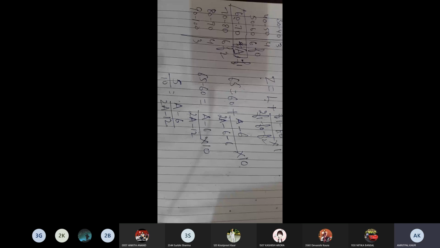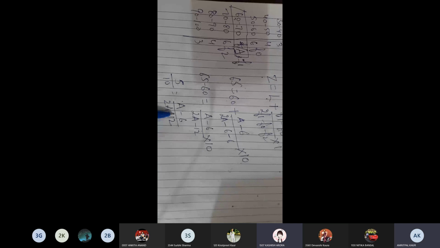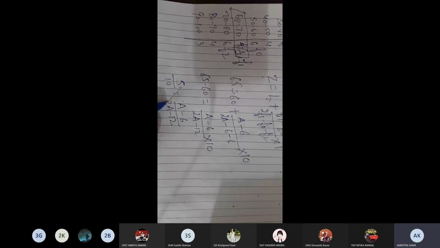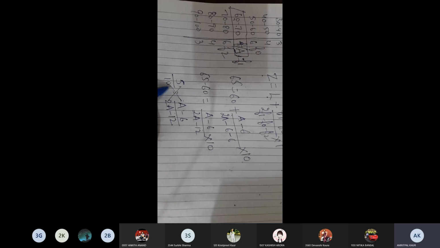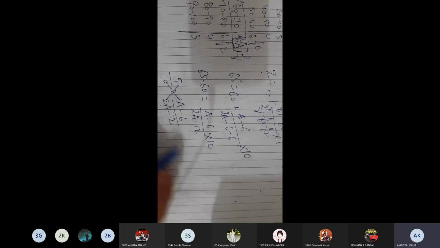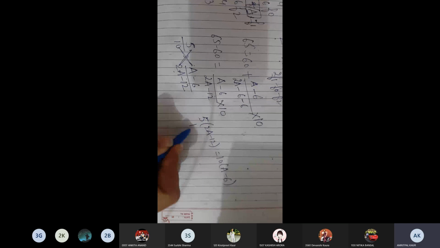Up to this, is this clear? Yes, ma'am. So cross multiply it. So this will become how much? We will multiply 5 with 2A minus 12, and then we will multiply 10 with A minus 6. So multiply it. This is 10A minus 60. This is 10A minus 60.